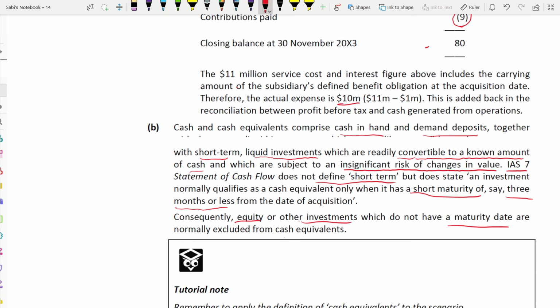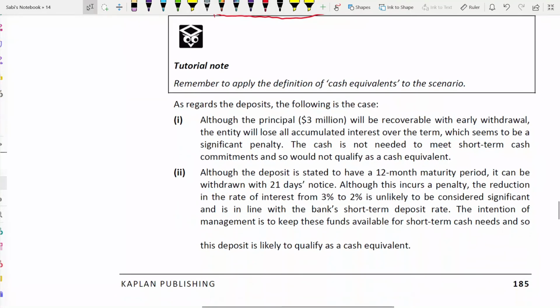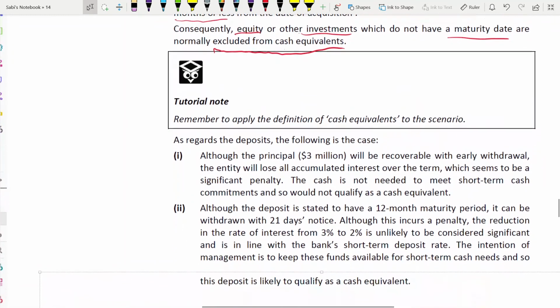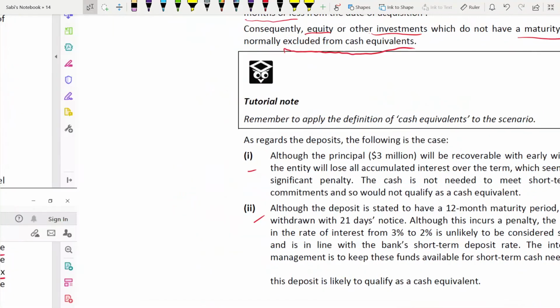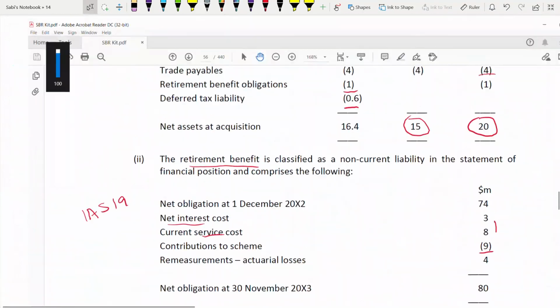If it was short term, they would have mentioned the maturity date. For example, equity or other investments. Therefore, they are not cash equivalent. Okay, they are excluded from cash equivalent. They are not cash equivalent. Okay, now you need to apply that. Till there, it was your knowledge part, definition part. Now you apply it to the two deposits, whether it will qualify for cash equivalent or it will not qualify for the cash equivalent. Okay, just see how they have divided into first and second deposits. Okay, write your answers like this. It has to be very clear which deposit you are talking about. We didn't read the case study, part B.